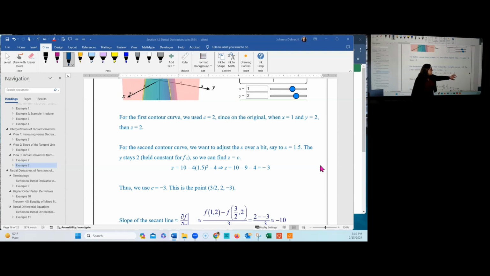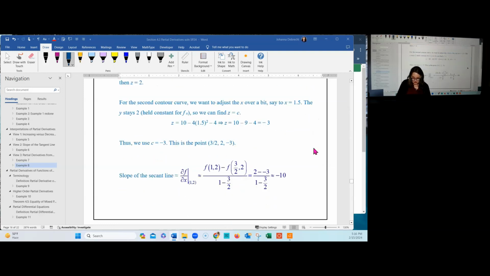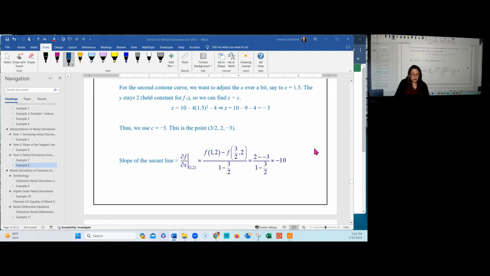And this gives us a z value of -3. This gives us 2 points that are definitely on the surface. And to approximate the slope of the tangent line at the point (1, 1, 2), we can instead use these 2 points to get the slope of the secant line, which is close to that tangent line. So this represents the point (1.5, 2, -3). And then we find the slope of the secant line by subtracting the z values and dividing by the difference between the x values, so 1 minus 3/2. And this gives us about -10.